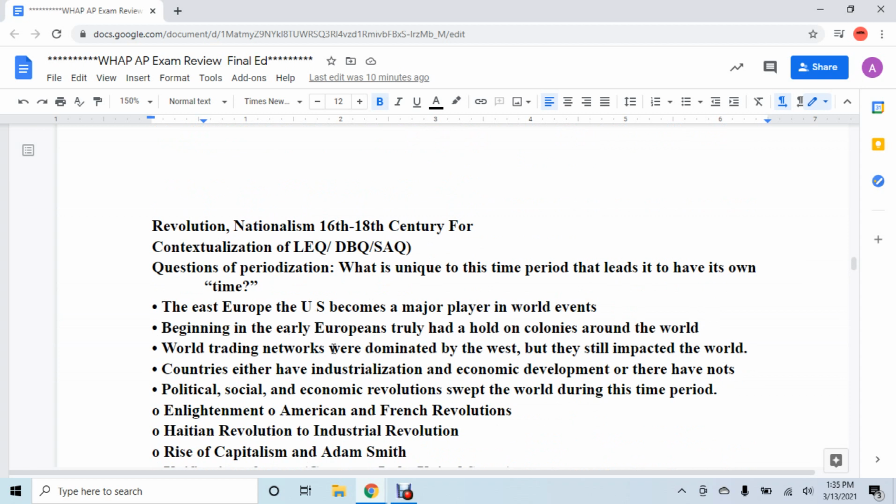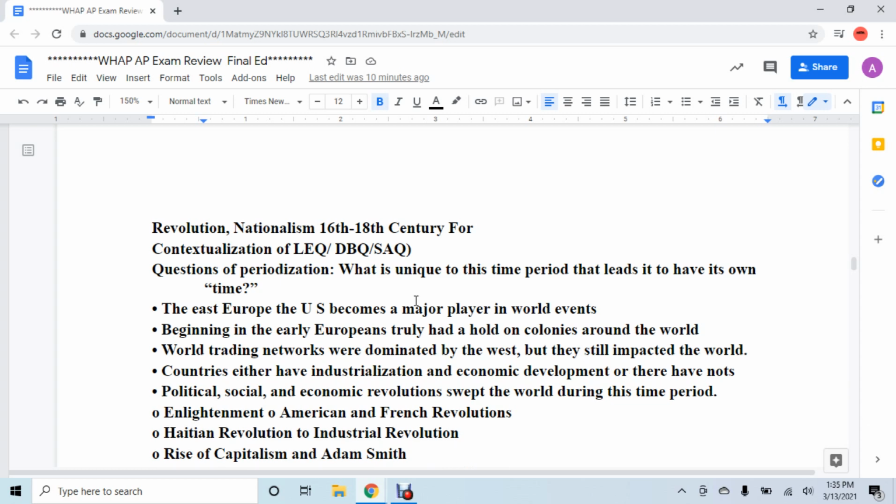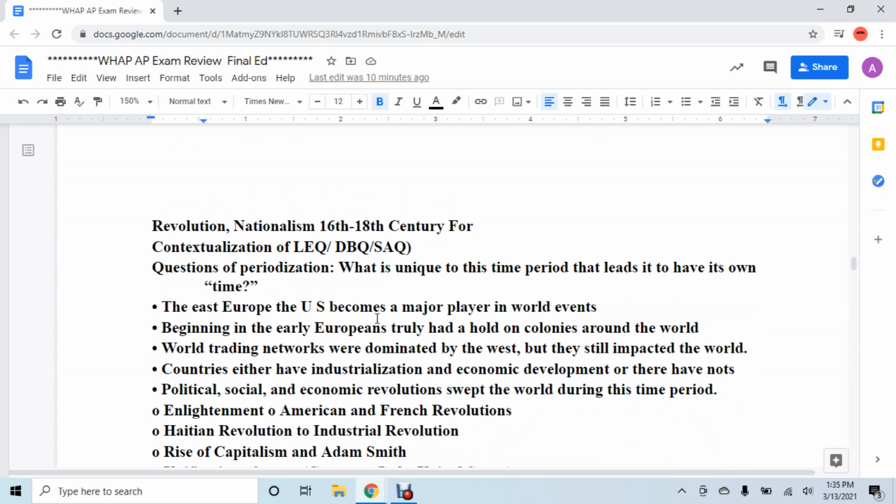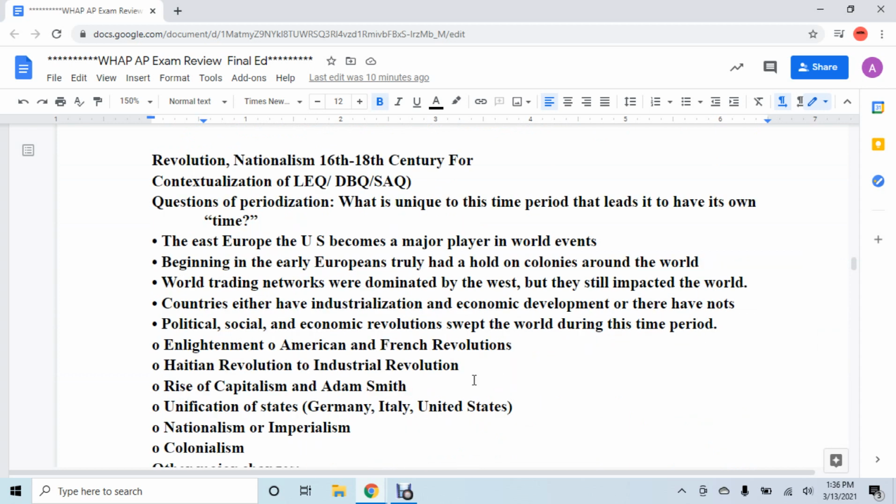European stronghold there. World trade networks were dominated by the West, but they started impacting the world. You have the advent of the Industrial Revolution after, which really culminates in a new age of economic commerce, trade, which is a huge one for you. Industrialization and economic development. And the haves and the have-nots, that's Karl Marx.